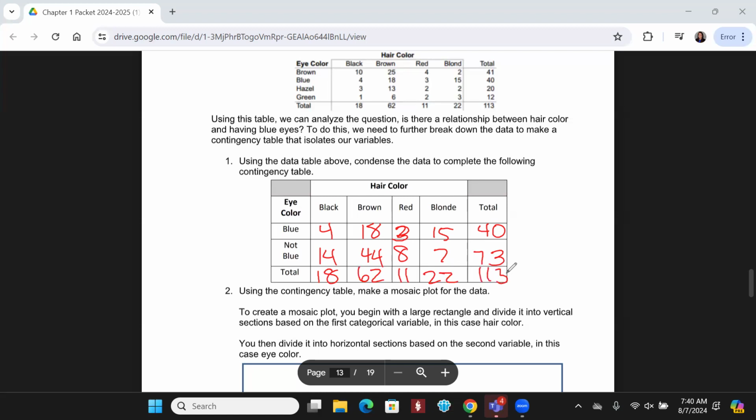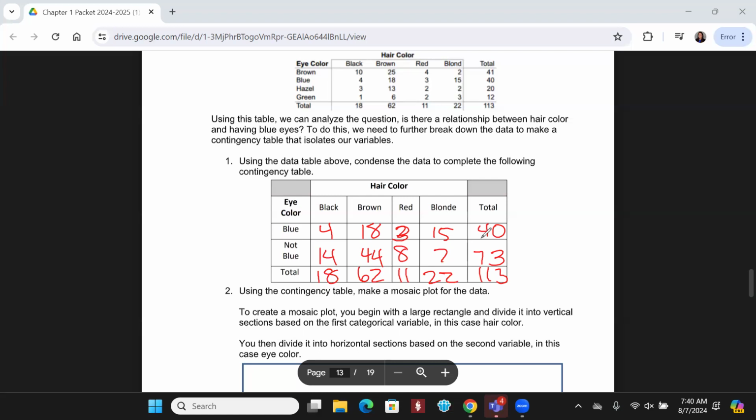It feels like we're almost copying the exact table above, but what are we actually focusing on? Blue eyes. Okay, so we're kind of focusing our table a little bit more. The one above has a lot more data, right? We want to focus it on that blue or not blue. Okay. Does everybody understand why we did that? Okay. All right. So using the contingency table, make a mosaic plot for the data.